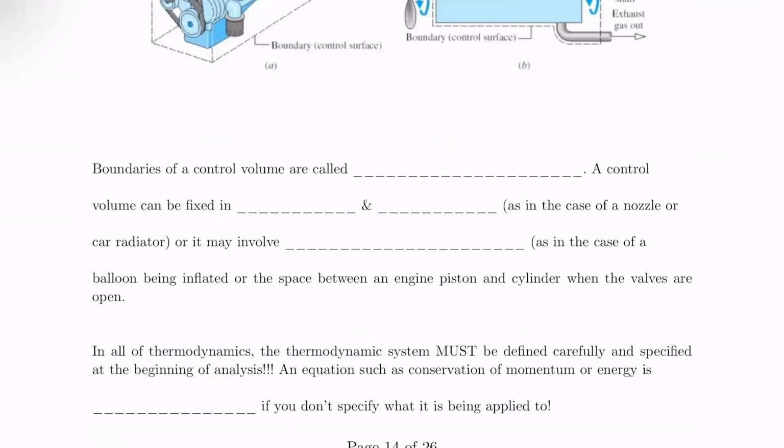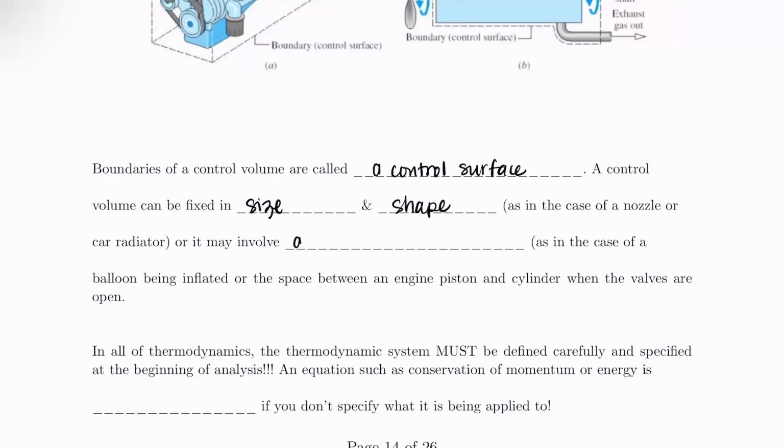A couple more things to say about control volumes. That is kind of how we contain an open system. The boundaries of a control volume are called a control surface. A control volume can be fixed in size and shape, which is the case of something that is kind of a fixed geometry. If you have a nozzle or a car radiator, for example, those are physically rigid structures, so you would want to fix your control volume in size and shape strategically.